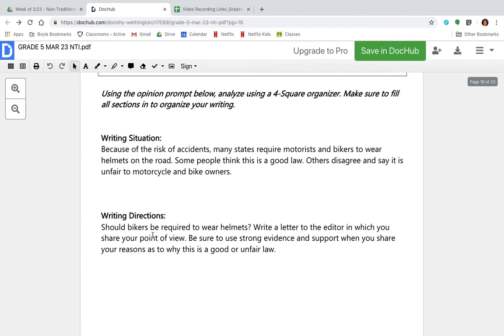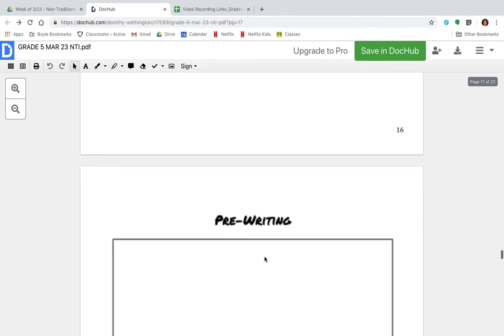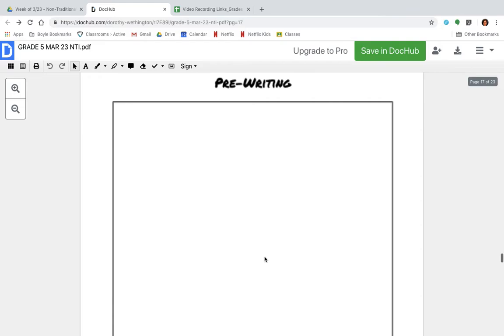The writing directions. Should bikers be required to wear helmets? Write a letter to the editor in which you share your point of view. Be sure to use strong evidence and support when you share your reasons as to why this is a good or unfair law. Pre-writing. This is where you will make your foursquare.